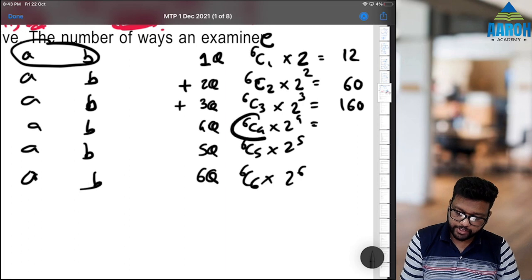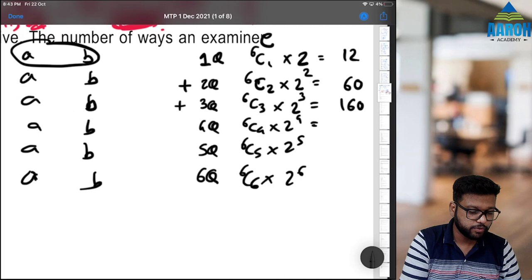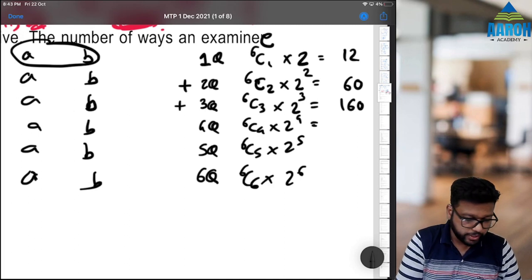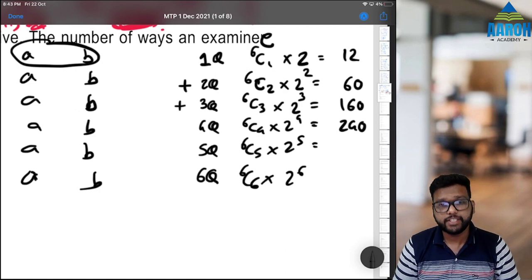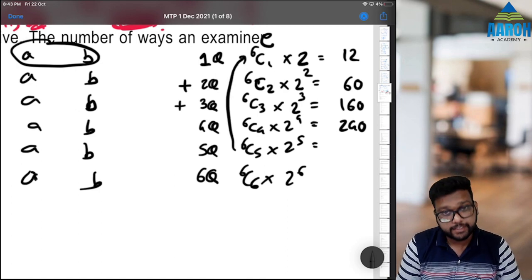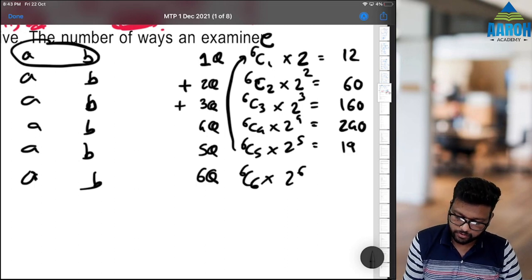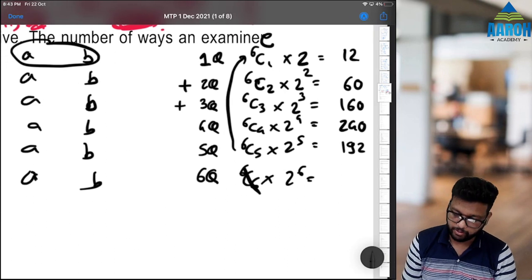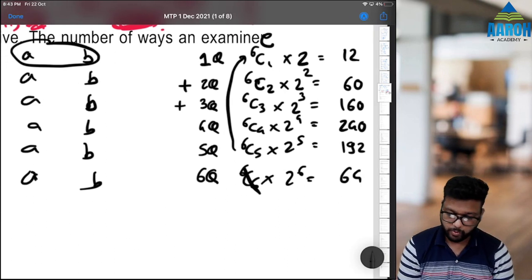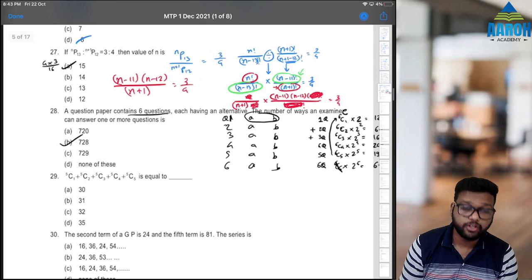6C4 is the same as 6C2, right? If you remember, it was 15, otherwise 6 into 5 by 2, 15. Into 2 raised to 4 is 16, so 240. Next, 6C5 is the same as 6C1, which is 6. 6 into 2 raised to 5 is 32, so 192. 6C6 is 1, 2 raised to 6 will be the only part, so 64. So 12, 60, 160, 240, 192, 64. 728 ways are there, option B.